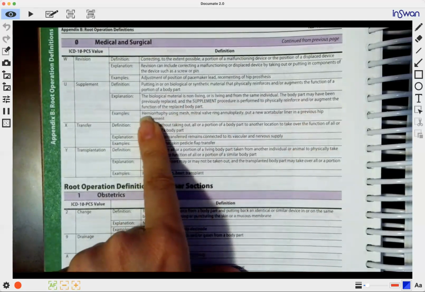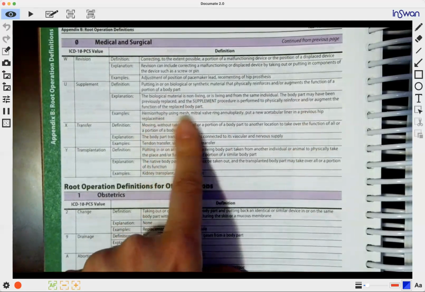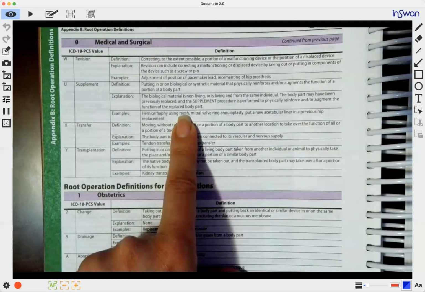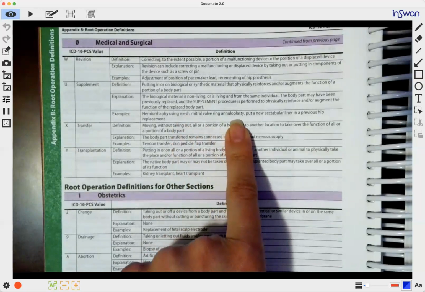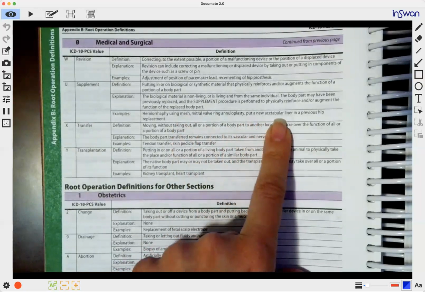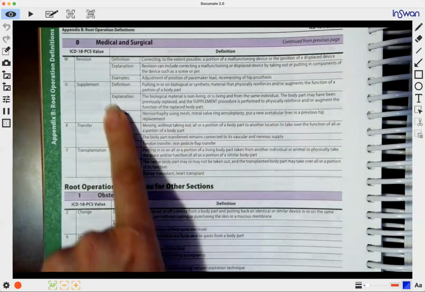So a herniorrhaphy using mesh. It's a hernia repair, and the mesh is used to reinforce it. A mitral valve ring annuloplasty, putting in a new acetabular liner in a previous hip replacement, so supplement.